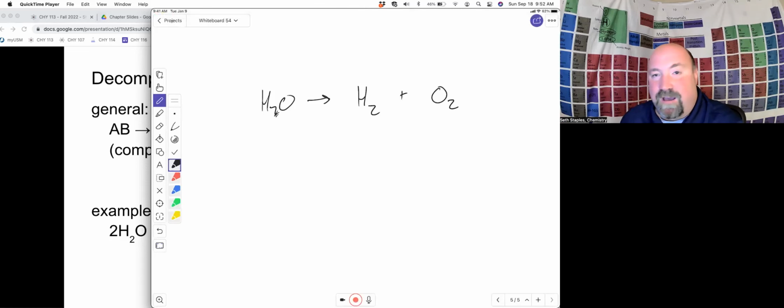The next type of reaction is called a single displacement reaction. In a single displacement reaction, one element basically kicks another one out and forms a compound instead. And so here we have A plus BC. So we have A by itself and B and C are in a compound. And so A is going to come in and essentially kick out B.